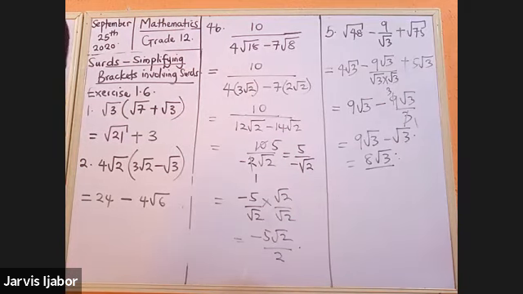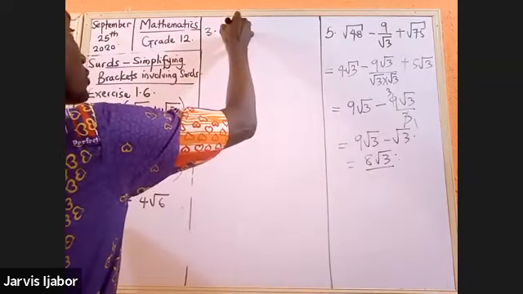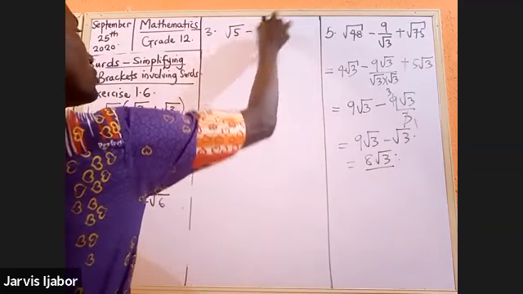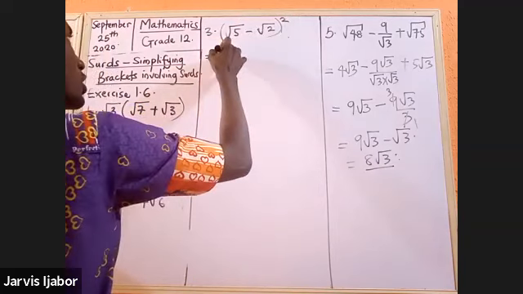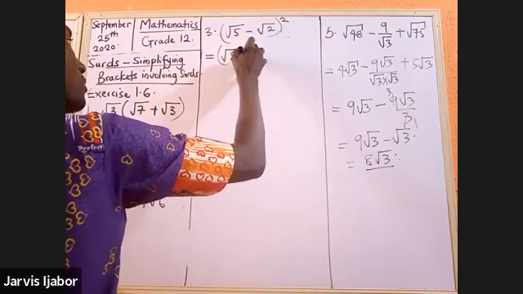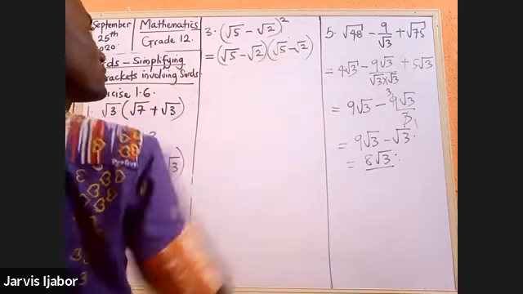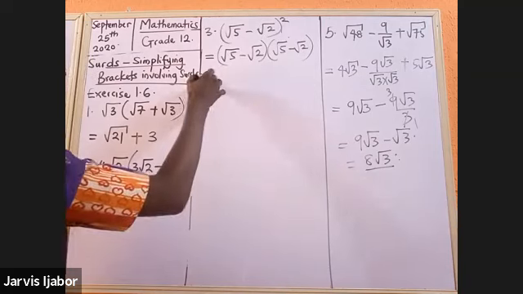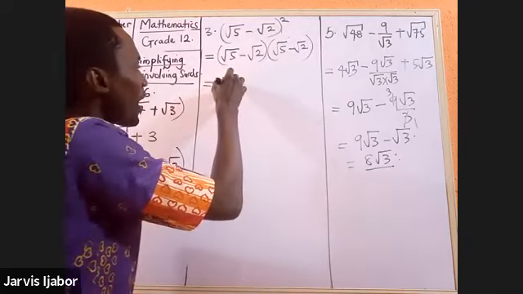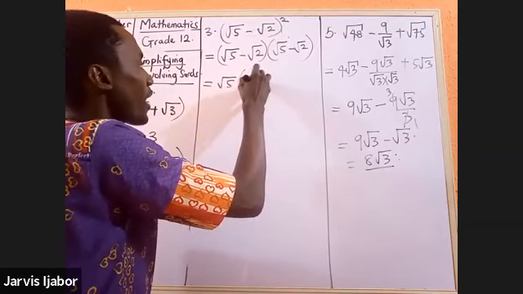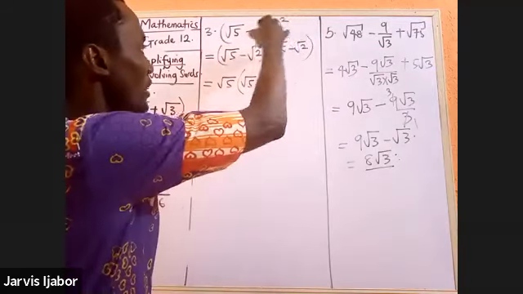Now in question 3, you have the square root of 5 minus the square root of 2, all squared. What is the interpretation of this? It is the square root of 5 minus the square root of 2, into the square root of 5 minus the square root of 2. Now, I always like to tell my students, draw from previous knowledge. I know this will be root 5 into what? Root 5 minus root 2.